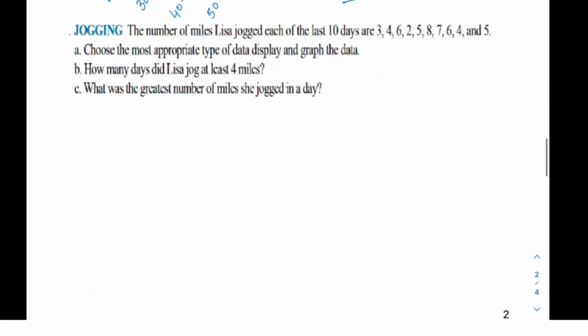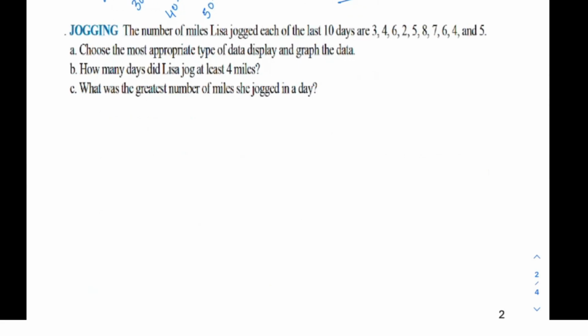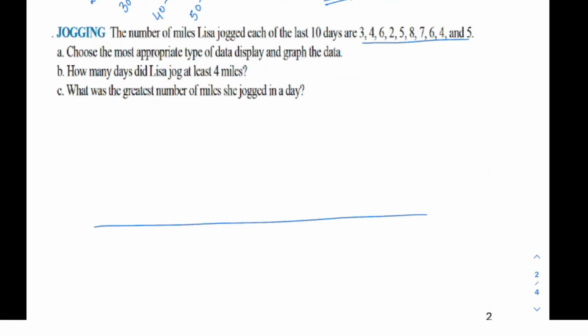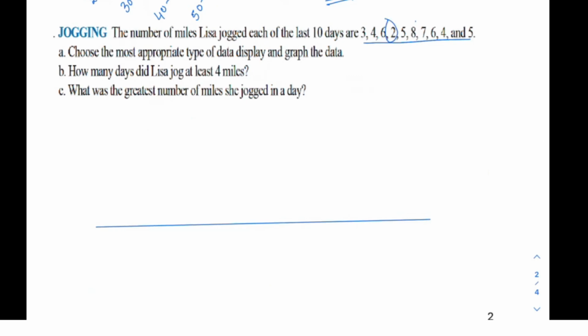The number of miles Lisa jogged each of the last 10 days were the following. Choose the most appropriate type of data display and graph the data. If we choose the dot plot, then let's draw a number line. The minimum number is 2, the maximum number is 8, so I'm going to divide it with scale 1, with equal distances.